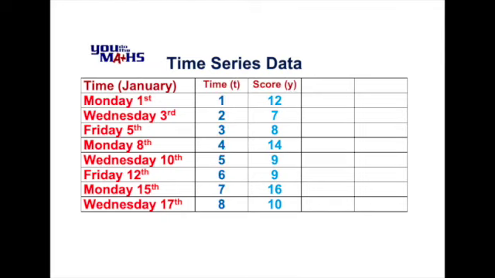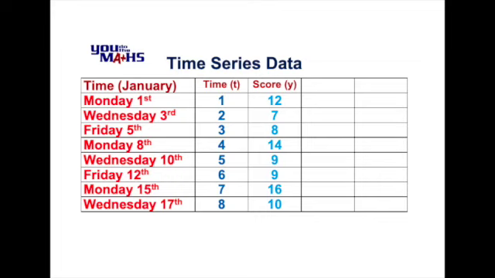Now, to make analysis of the time series data easier, what we'll do is change the data for time into numerical data. So Monday the 1st of January becomes t equals 1. And we can see that continues all the way down the table, where Wednesday the 17th of January is t equals 8. To make predictions, we need to be aware of the different days of the week. So for example, we can expect Monday to be a higher score and Wednesday and Friday to be a lower score, based on the information we see here from this table.